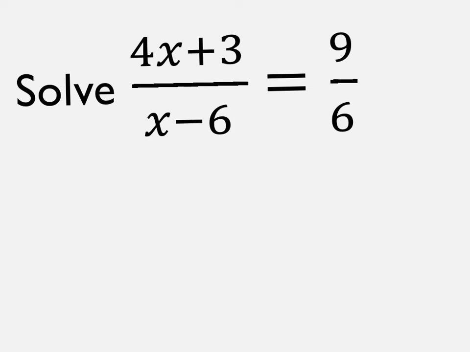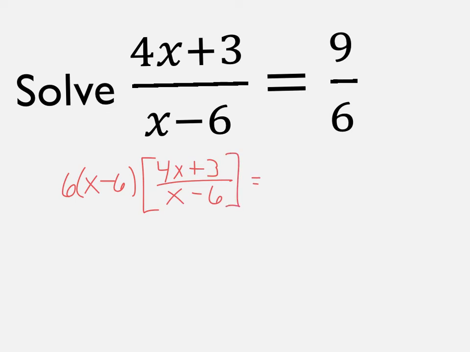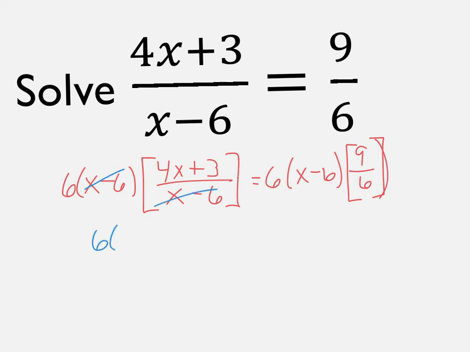Okay, so in this next type of problem, we're just going to do the same thing. We're going to multiply both sides by the common denominator, which in this case is 6 and x minus 6. So 6 times x minus 6 multiplied on either side of the equal sign. And now we can reduce our fractions. So notice on the left side, the x minus 6's will cancel and we're left with 6 times 4x plus 3. On the right side, notice just the 6's cancel, so we're left with 9 times x minus 6.